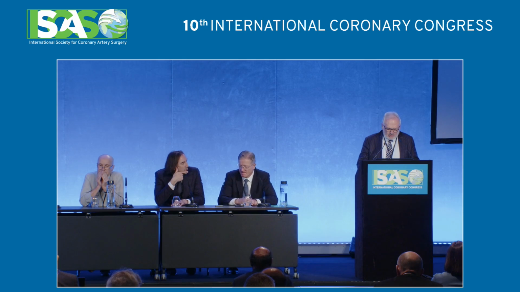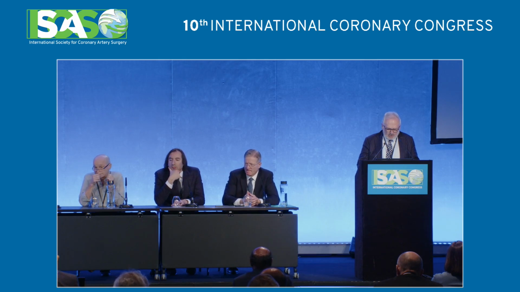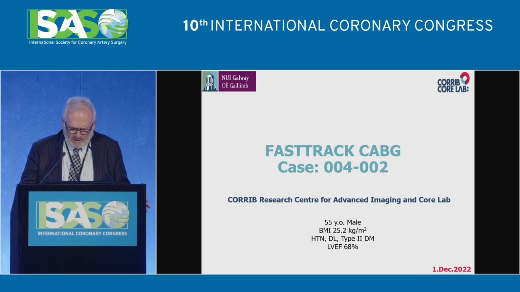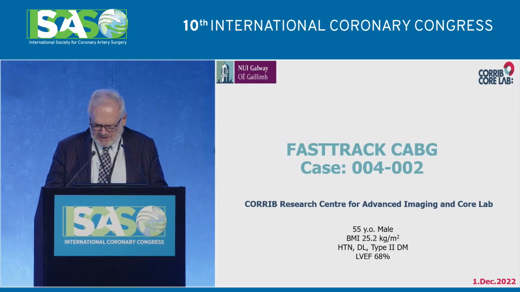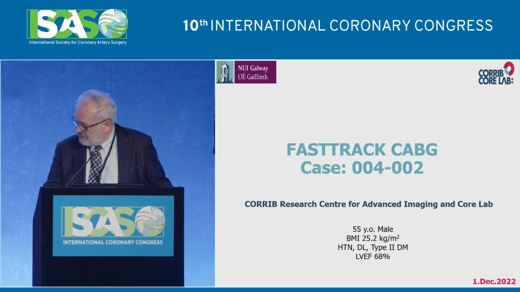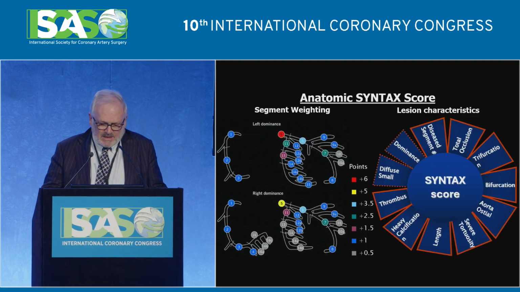Thank you, John. So this is just a short presentation of a patient of the FAST-TRACK trial. It's a patient of John. He's 55 years old, with a BMI of 25. He has hypertension, dyslipidemia, type 2 diabetes, and an ejection fraction of 68%.